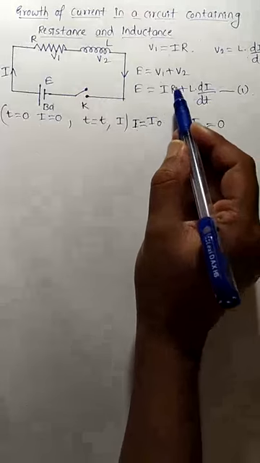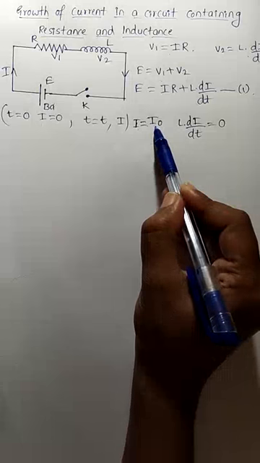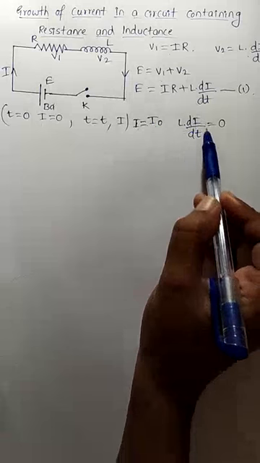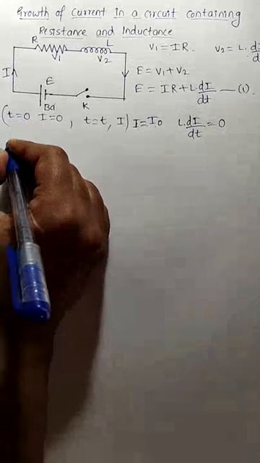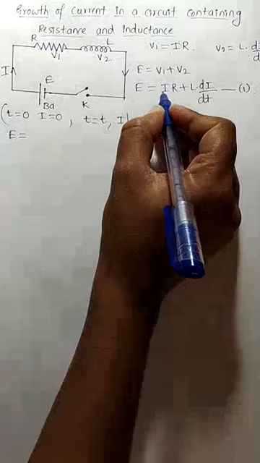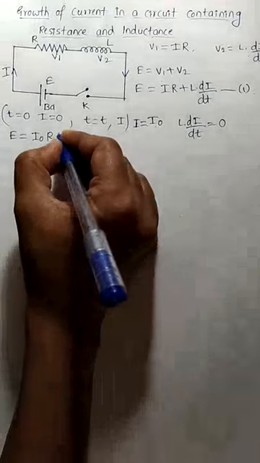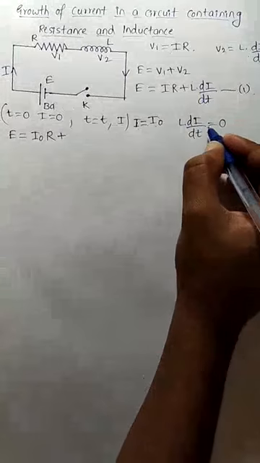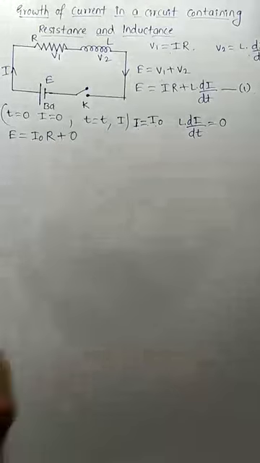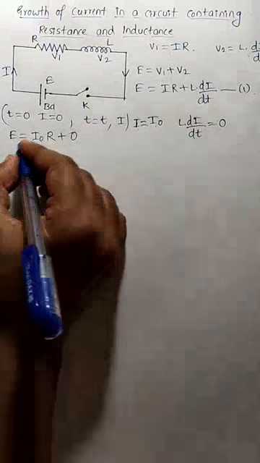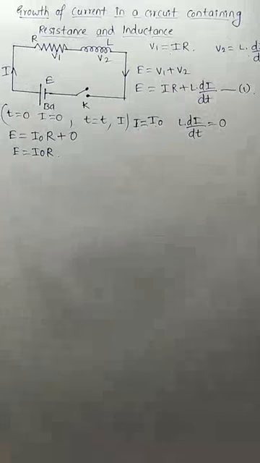Okay. So this value we will substitute in the first equation. What values? I is equal to I naught and L into di by dt is equal to 0. So now the equation becomes E is equal to I naught into R plus L into di by dt, whose value becomes 0 when I is equal to I naught. So plus 0 we got. So that is E is equal to I naught into R. We got the equation.